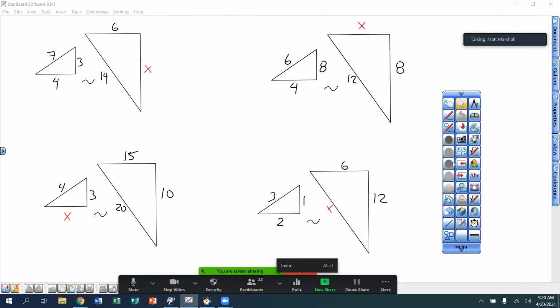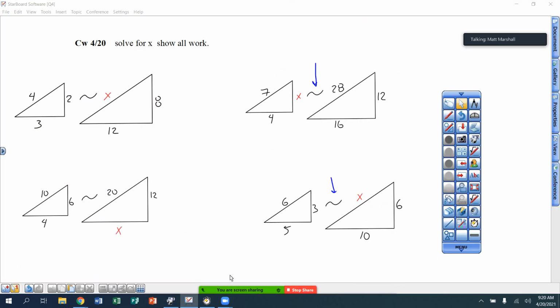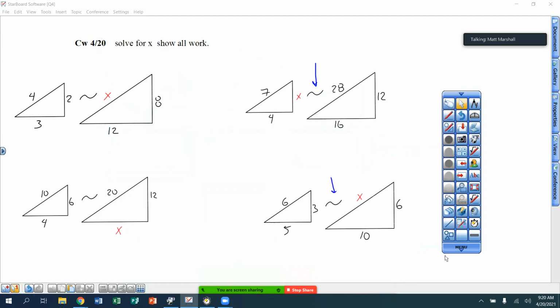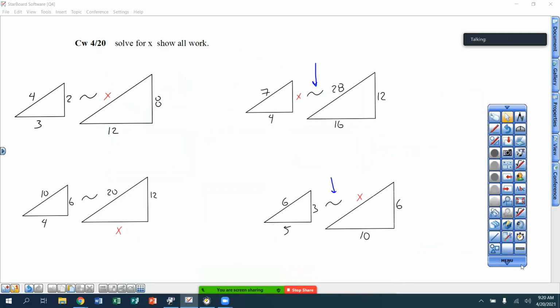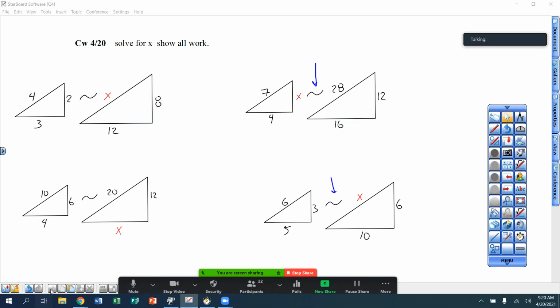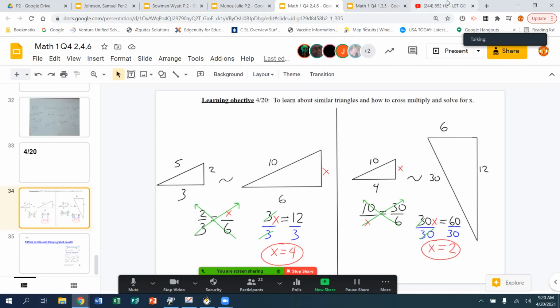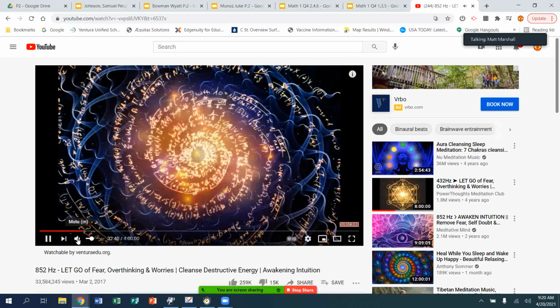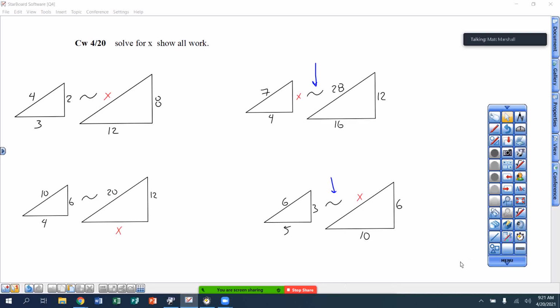Right now we're working on Classwork 420, putting into practice some of these problems that you have to know how to do for similar figures. I'm going to walk around and help a little bit. I'll play a little spa music so it's not so quiet. Anyone out there, can I help you one on one get started?